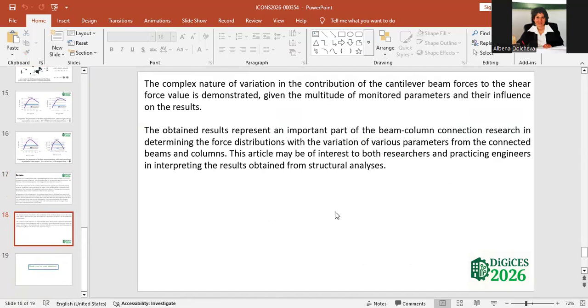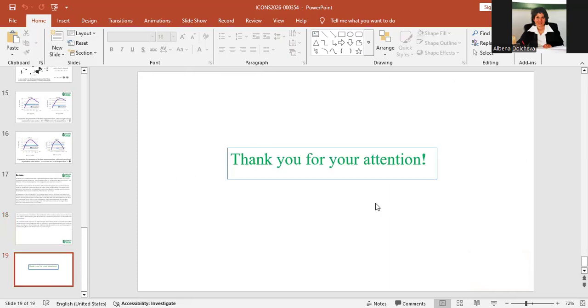The obtained result represents an important part of beam-column connection research in determining the force distribution with the variation of various parameters of the connected beam and columns. This article may be of interest to both researchers and practicing engineers in interpreting the results obtained from structural analysis.